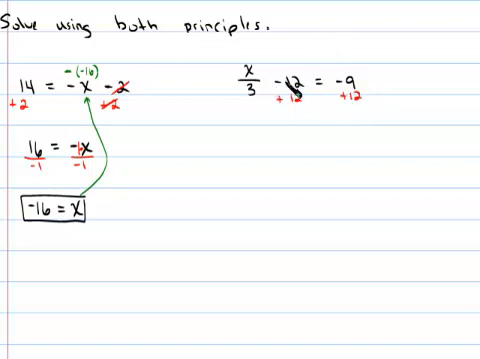So x over 3 minus 12 plus 12, it's just going to be x over 3 plus 0. So it's just x over 3, this cancels, equals negative 9 plus 12. Make sure you understand that you have more positives than negatives. So it's going to be a positive 3.